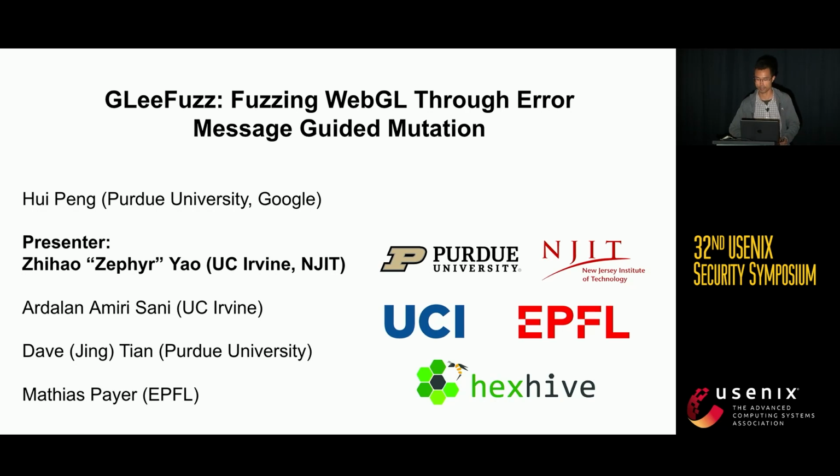It is my pleasure today to talk about our work, GLeeFuzz: fuzzing WebGL through error message guided mutation. This is a joint collaboration between my wonderful collaborators from Purdue, UC Irvine, and EPFL.